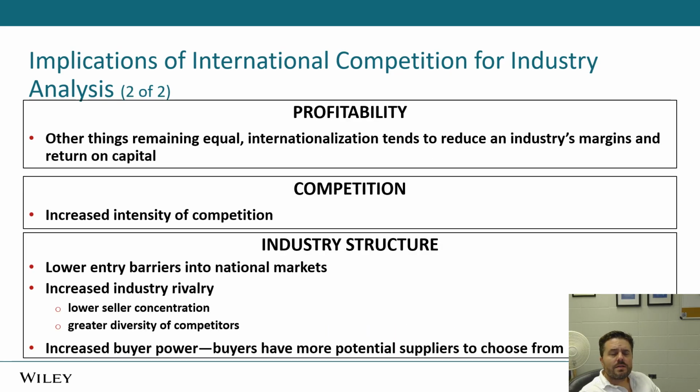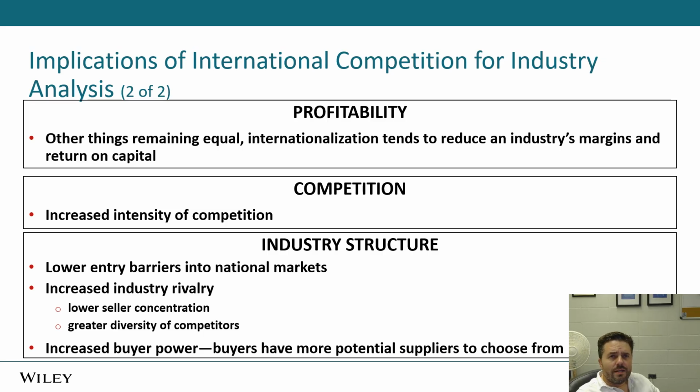What does internationalization do to profitability, competition, and structure? Well, all things being equal, which they often aren't, but if we hold everything else constant, international competition increases firm rivalry in Porter's 5 forces, which is going to reduce profit and returns on capital. Competition, well, it increases that. Industry structure, it lowers the entry barriers in national markets.